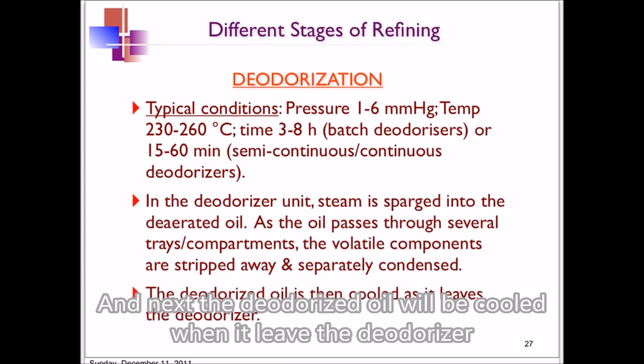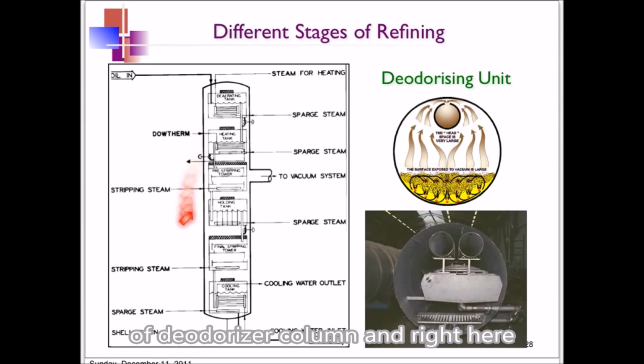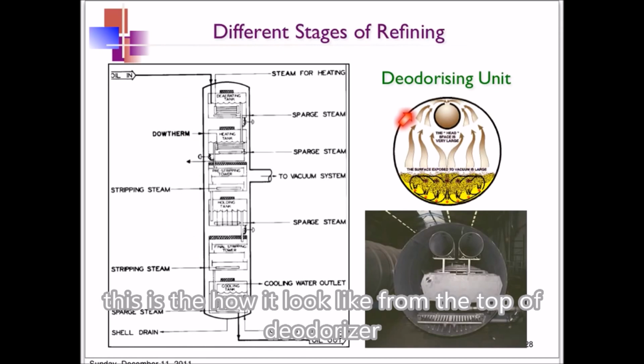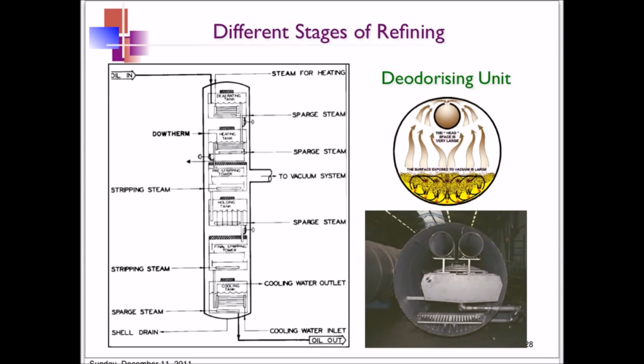And next, the deodorized oil will be cool when it leaves the deodorizer. Okay, now let's look at more detail on the deodorizer unit. This is the schematic diagram to show the structure of the deodorizer column. And on the right here, this is how it looks from the top of the deodorizer column. This is the actual thing, how it looks from the top.